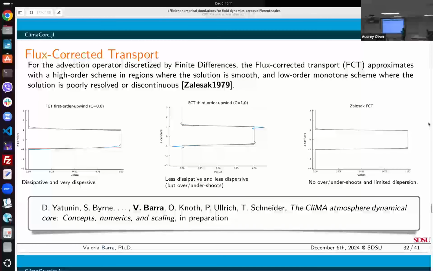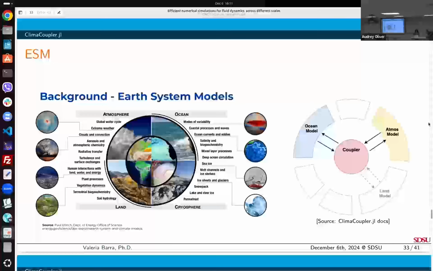So how do we fix that problem? With this scheme, which is called Zalesak flux corrected transport, which gets rid entirely of the overshoots and undershoots, and it is not as dispersive. It is not as bad. Questions here? Okay. Now, very quickly to some of the final parts of this project that I worked on.